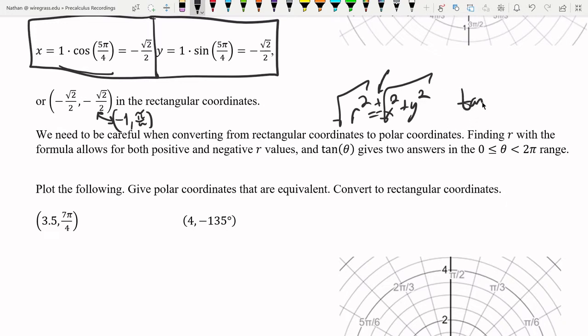The same thing is true for tangent theta equals y over x. When you take the inverse tangent of this, inverse tangent only goes from negative pi over 2 to pi over 2. That's the domain of one of the blocks of tangent, like this. But we can have any angle from 0 to 2 pi. So you have to keep that in mind when you're converting from rectangular to polar. Let's take a look at that here.